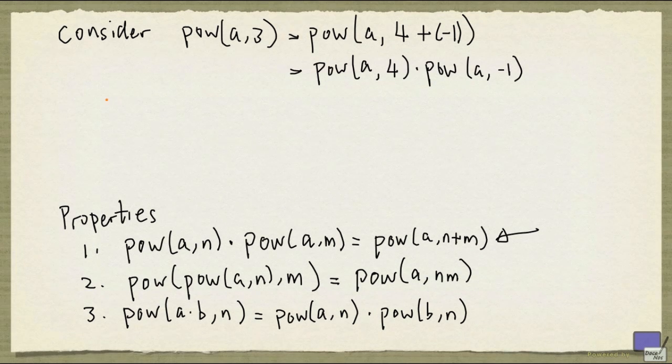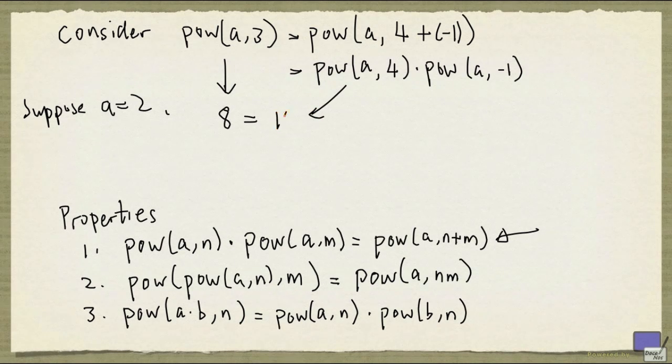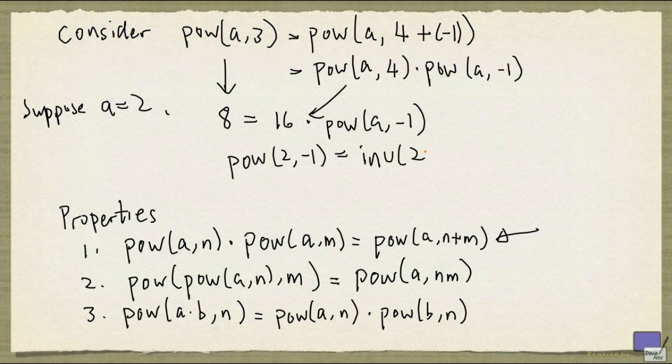Suppose that a is 2, then the left hand side here is simply 8 because it's 2 times 2 times 2. And what about on this side? Well, this over here becomes 16, and this is something that is unknown. But then if you look at this, you'll see that POW 2, comma minus 1 will have to be the inverse of 2.